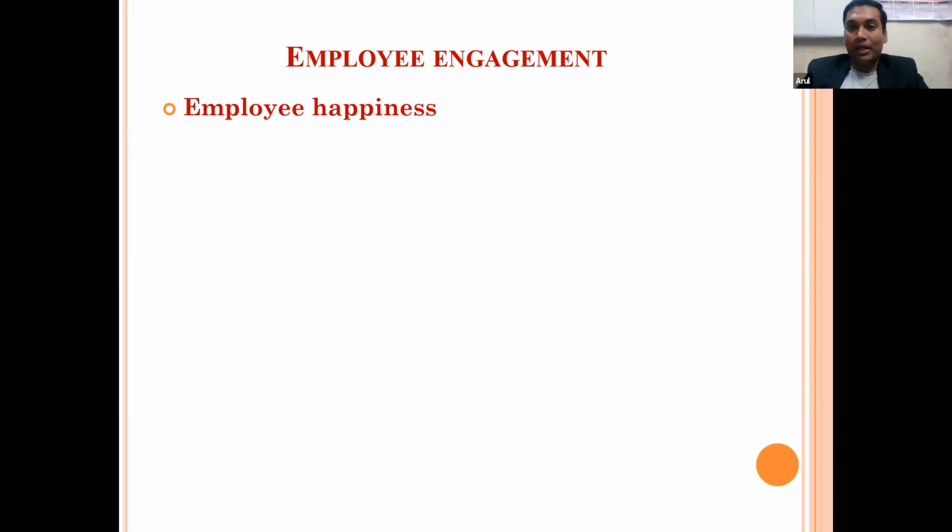Any perspective? Employee happiness index. This is another interesting metric. My company employees are satisfied, engaged employees. But what about whether they are happy or not? Employees are engaged, employees are satisfied, but what about the employees' happiness?